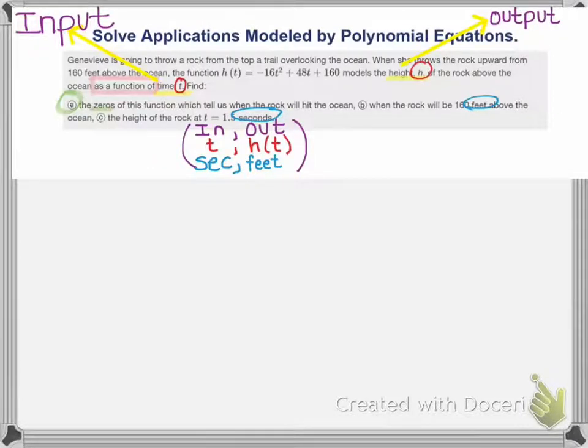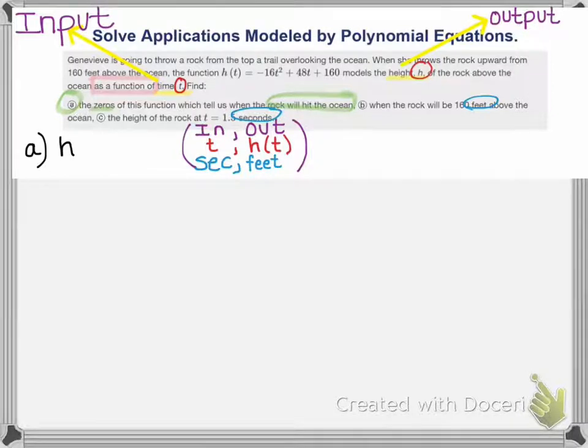All right, so now let's start part A. Part A is telling us to find the zeros of the function, which will also tell us when the rock will hit the ocean. So if I want to know when the rock will hit the ocean, that means the height of the rock is 0 because it's hit sea level. So the height is 0 feet above the ocean if it's hit the ocean.